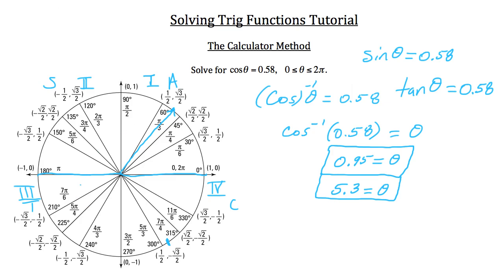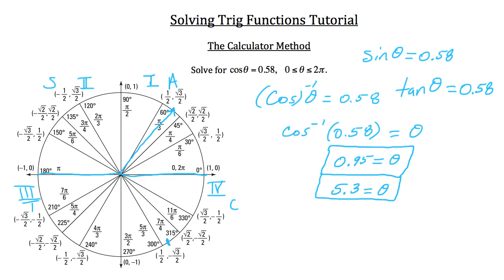So you're going down to make sure that you stay in quadrant 3. And when you go down, you're going counterclockwise, which means you're going to be positive. So you're going to add whatever value you got from tangent theta is equal to 0.58 in your calculator. You're going to add that value of radians to pi. And that's going to give you your second answer that your calculator won't return for you. Alright, so that's the calculator method for solving trig functions.